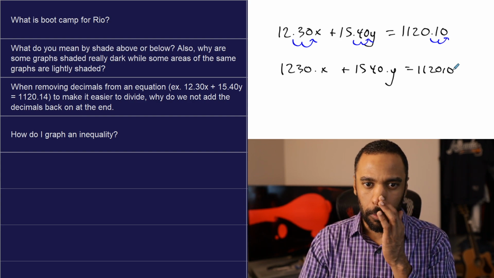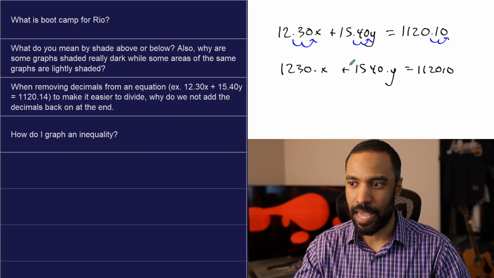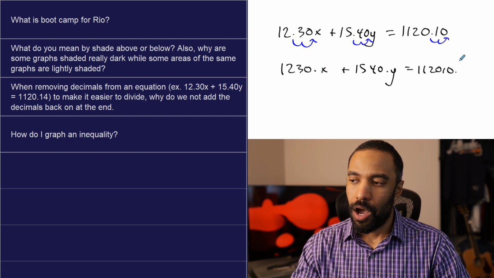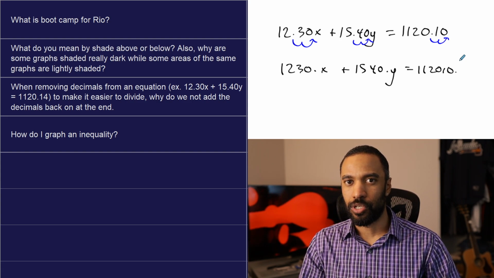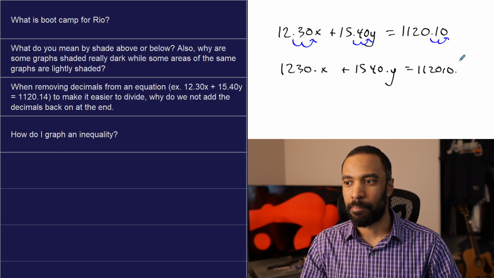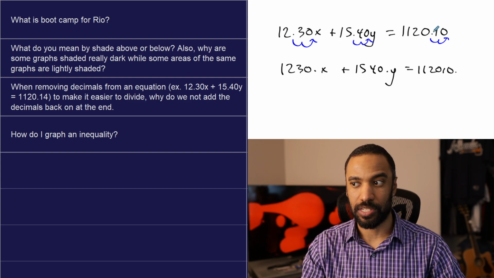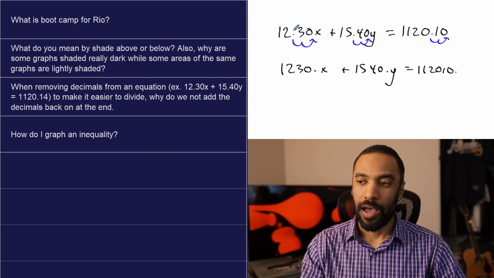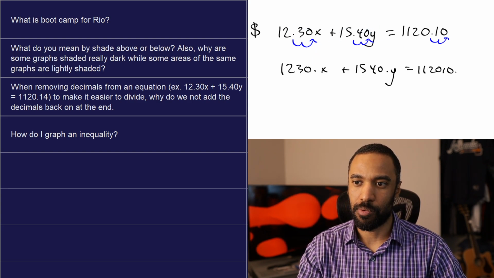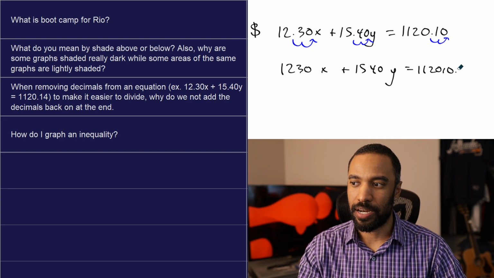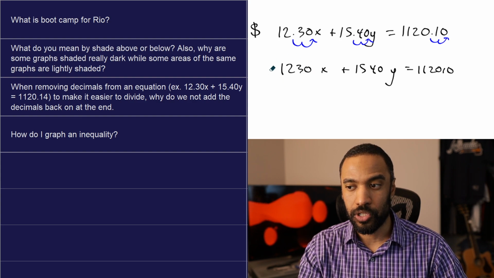Let's see. When removing decimals from an equation to make it easier to divide, why do we not add them back on at the end? Oh, you probably mean after you divide, why not bring them back? The whole point of moving the decimals over, listen, this kind of looks like a money problem now, almost like dollars, right? $12.30 plus $15.40. Thankfully, with money, there's still some context in this. $12.30 also means 1,230 cents. So there's still context with this.